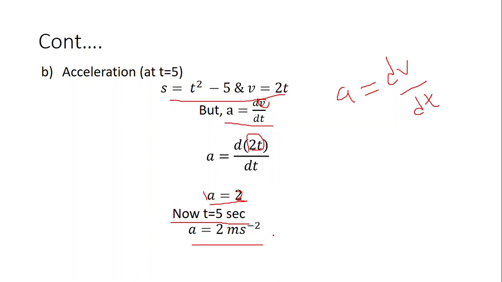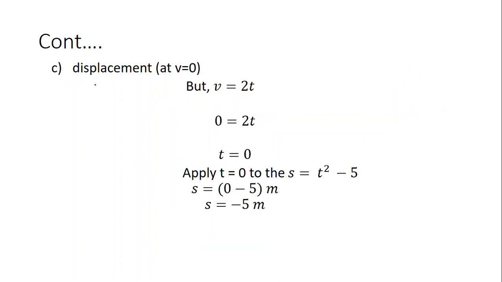Now move on to the third question. Our third question is that you need to find out the displacement when the velocity is equal to 0. We already calculated the velocity equation in the first question. In that equation we can substitute velocity now as 0, so we can calculate the time. The time is also 0, because the left side is 0. So we can apply t equal to 0 to our initial equation.